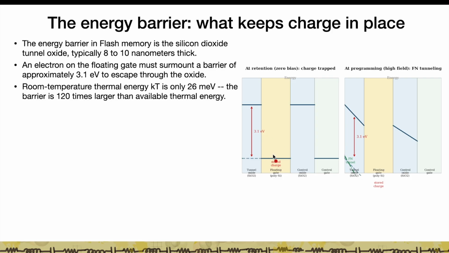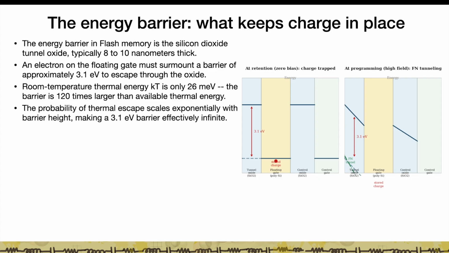middle. The barrier height at the silicon oxide interface is 3.1 electron volts. That's the energy required for an electron to escape from the floating gate and travel through the oxide back to the channel. Now let's put that in context. Room temperature thermal energy, kT, where k is the Boltzmann constant and T is 300 Kelvin, is 26 millielectron volts. The barrier is 3.1 electron volts.